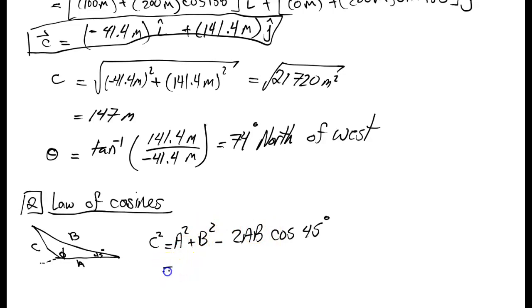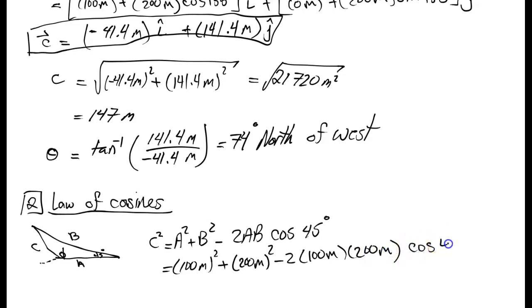And if we plug in these numbers, we get 100 meters squared plus 200 meters squared minus 2 times 100 meters times 200 meters times the cosine of 45 degrees. This gives us, if we do significant figures, 21,720 meters squared, which implies that C is going to be the same answer as we got before.